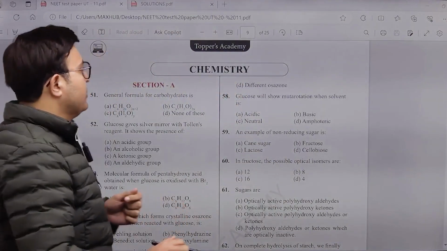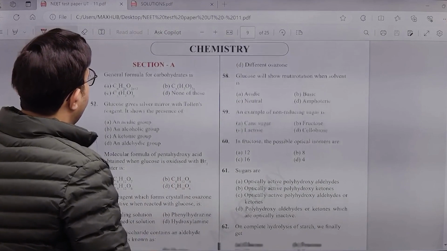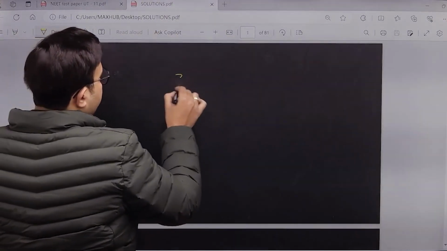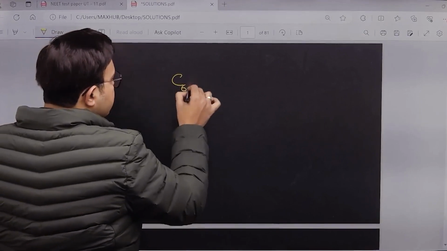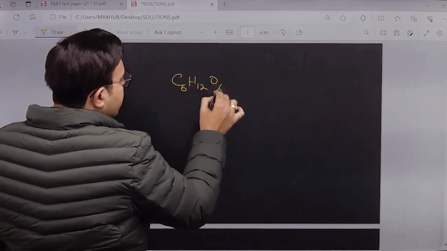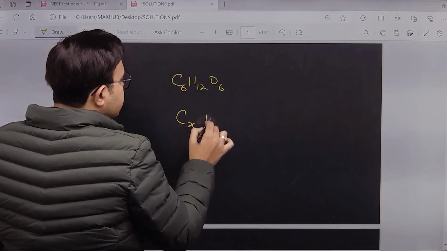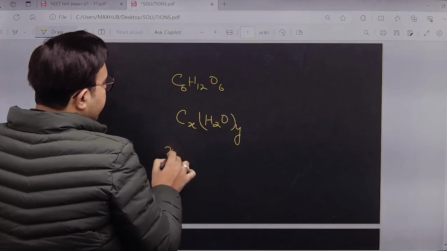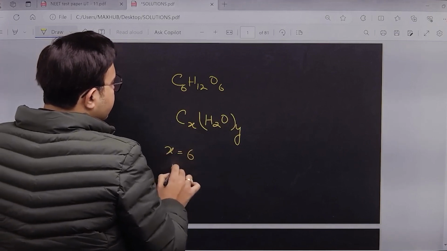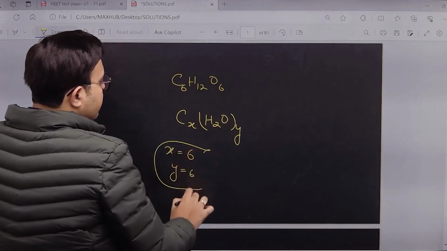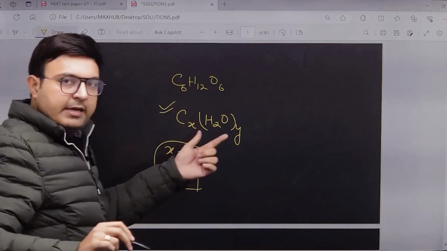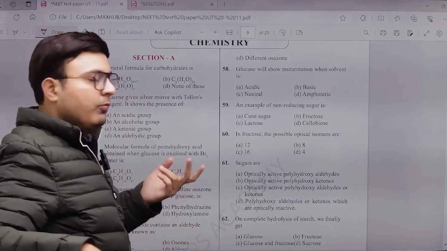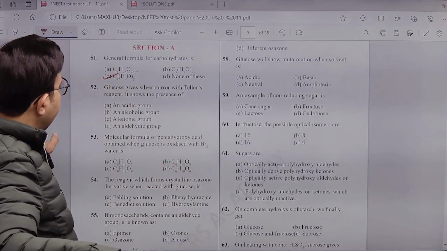We'll start with question number 51. The general formula for carbohydrates is, okay, so what is a carbohydrate? The simplest carbohydrate is glucose, C6H12O6. They have a general formula CxH2Oy. For glucose, x is equal to 6 as well as y is also equal to 6. So this is the general formula CxH2Oy. We'll go to the next question.